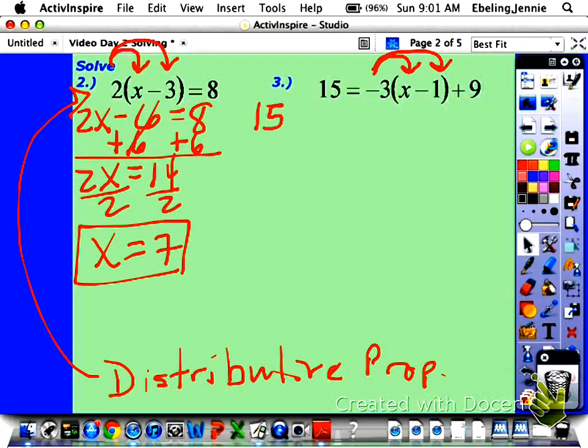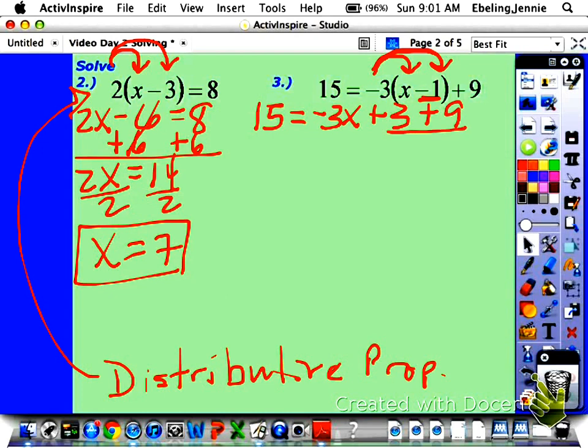So I have 15 equals, now negative 3 times x is negative 3x. I have to take that sign that's in front of that 3 with it. Work it as a negative 3. Negative 3 times, now this second term has a minus sign in front of it, so I use that as its negative. Negative 3 times negative 1 is a positive 3. And then the plus 9.